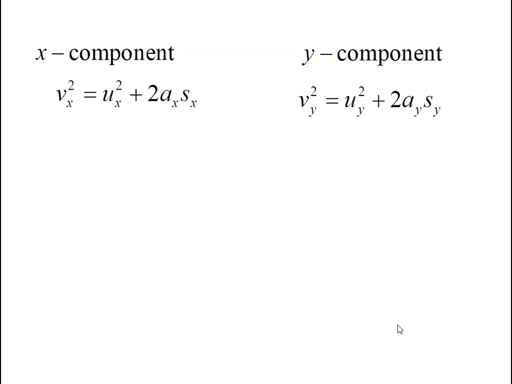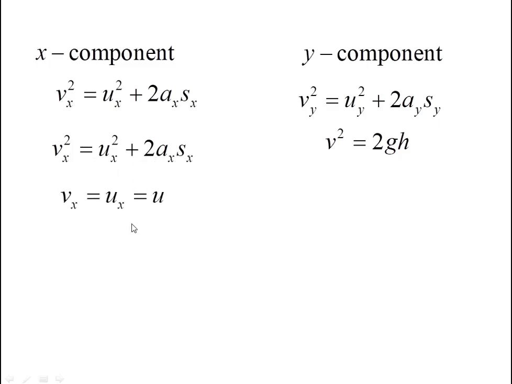And for the third kinematic equation, we again write it component-wise. In this case, the x component is ax is 0, and ux is simply u, so vx simply becomes u. For the y component, final velocity squared becomes equal to 2 times g times h, because ay is simply g, and sy, that is the y component of the displacement, is simply h. You can call it y or h.